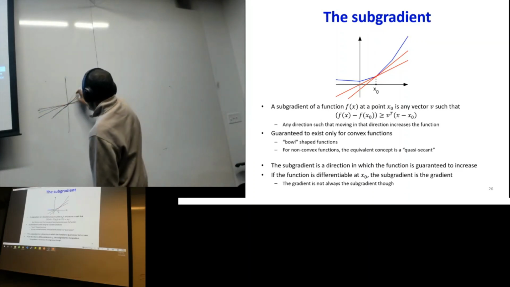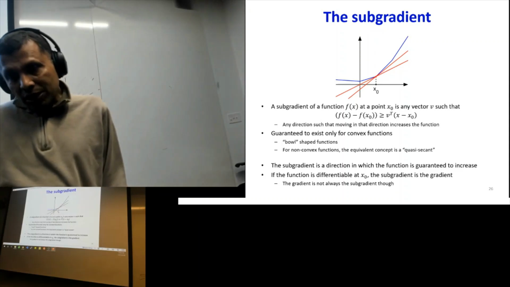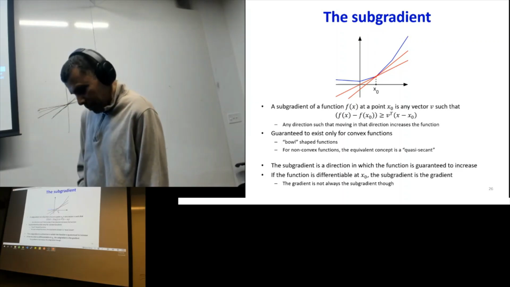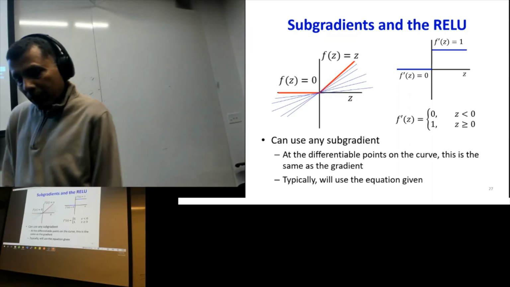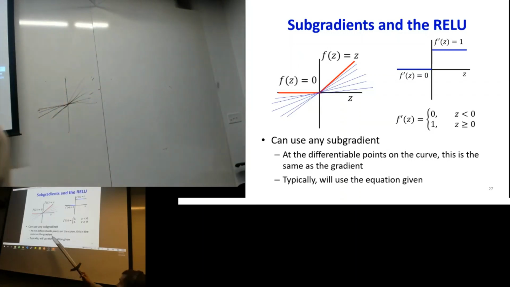Any function which is convex, which curves in this manner, is going to have a subgradient if the function is bowl-shaped. If the function is not bowl-shaped, then you get a more generic concept called quasi-secants, which serve the same purpose. So when you have activation functions like the ReLU, we use the notion of subgradients in order to compute the derivative. The derivative in all of this region is going to be 1. In all of this region, it's going to be 0. And right at this junction, we have a collection of subgradients to choose from. We typically use the subgradient which lies exactly parallel to the horizontal axis, and say that the subgradient at this point is 1.